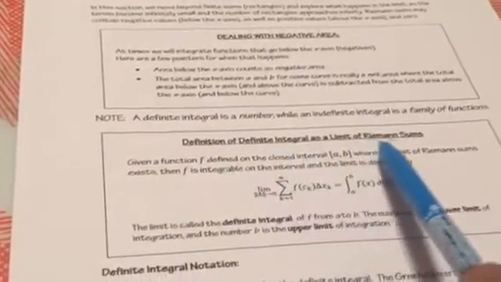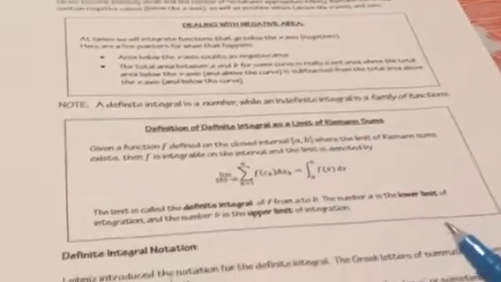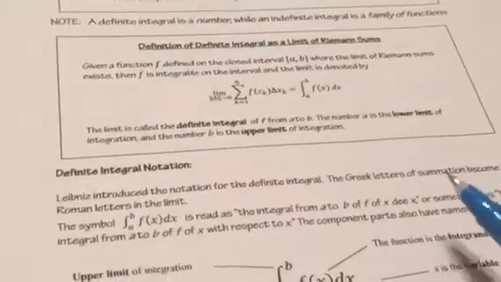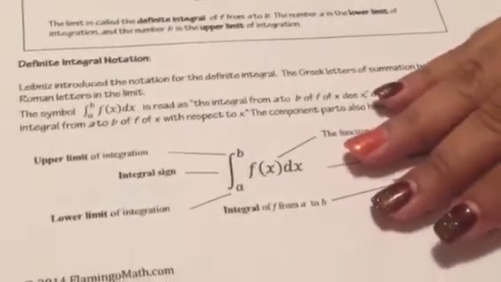Make sure that you take a look at the definition of a definite integral as a limit of Riemann sums, and that you also take a look at the definite integral notation. You might have a pop quiz on the parts of a definite integral. But let's start looking at some examples.